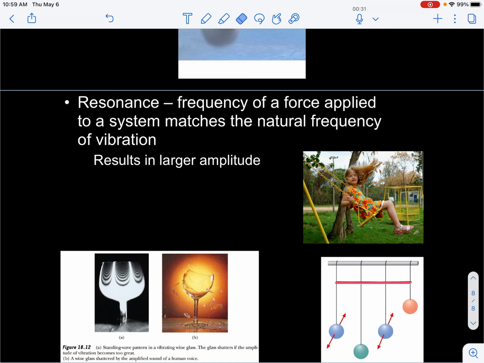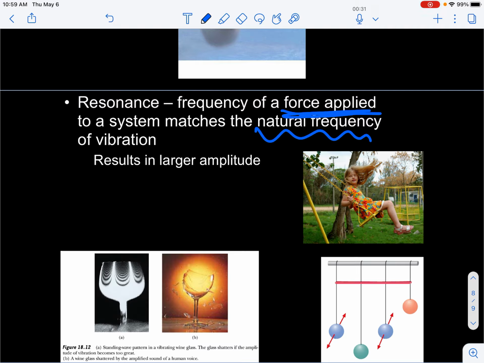All right, and then the last thing that we're going to be talking about, and we're really going to be talking about this more in music next week, is resonance. Resonance is a frequency of a force applied to a system that matches the natural frequency of a vibration. All right, so every single object has a natural frequency that it vibrates at.